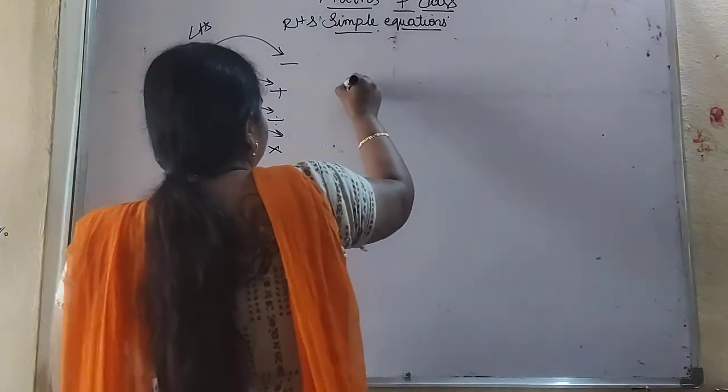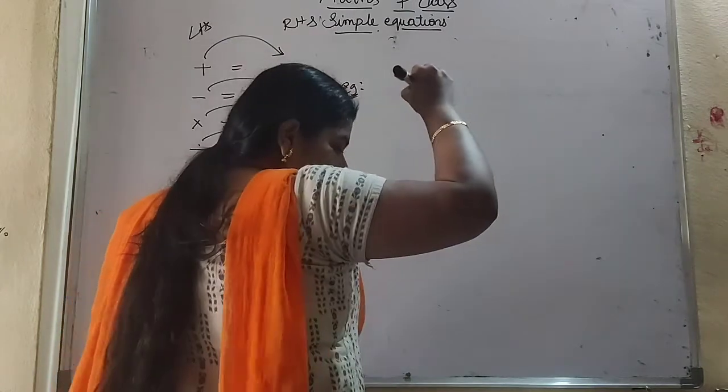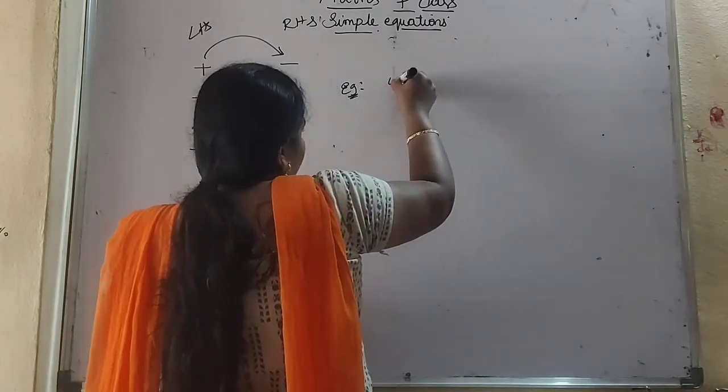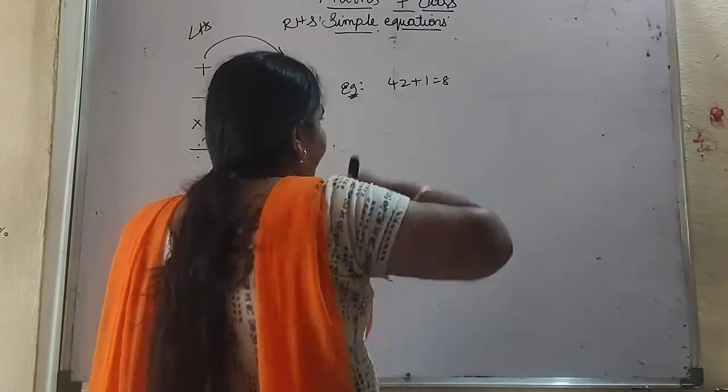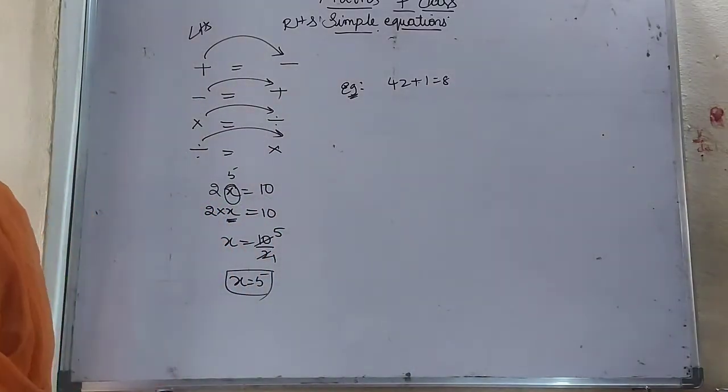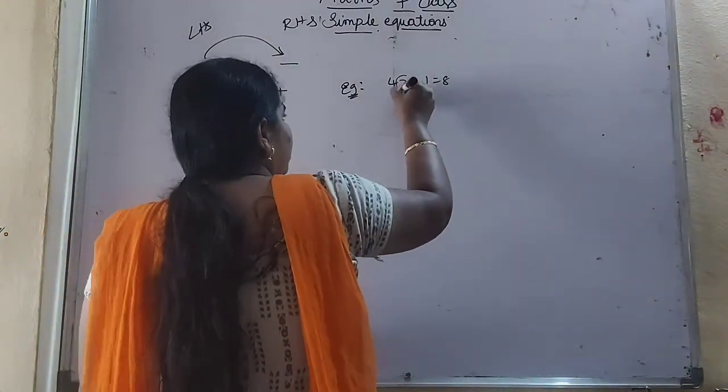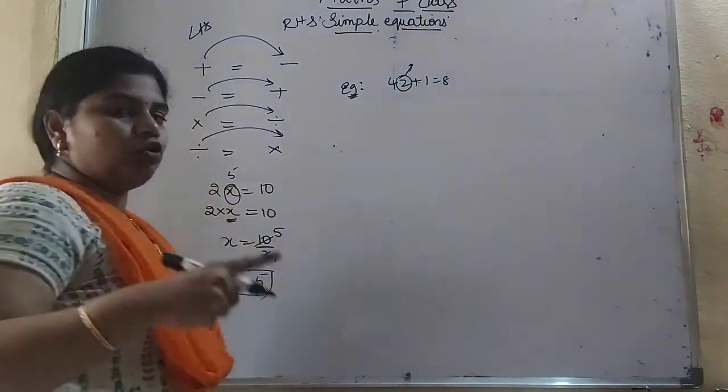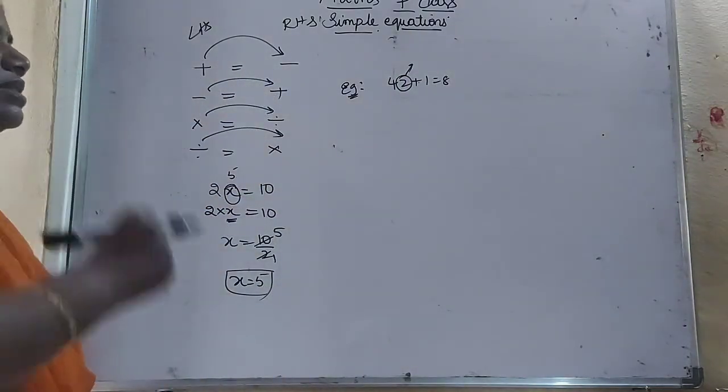One more example we will take. That is 4z plus 1 equals 8. Here which number do I have to find? I have to find the z value. So z is a variable, an unknown variable. We have to find that z value.